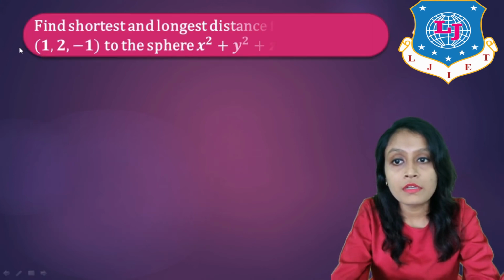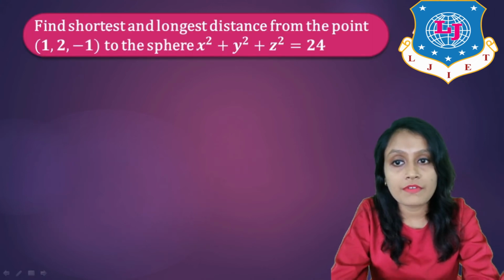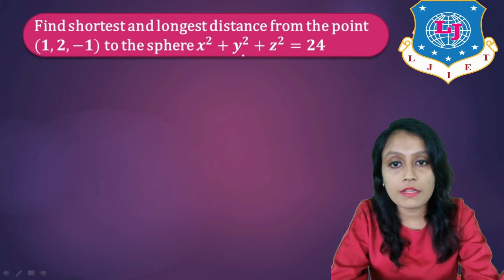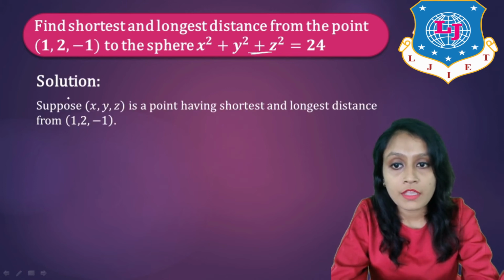Now next sum, that is find the shortest and longest distance from the point (1, 2, -1) to the sphere x square plus y square plus z square is equal to 24. So this is your constraint that is given, and let's begin with the solution. Suppose (x, y, z) is a point having shortest and longest distance from this point.